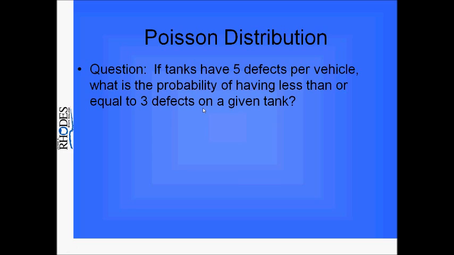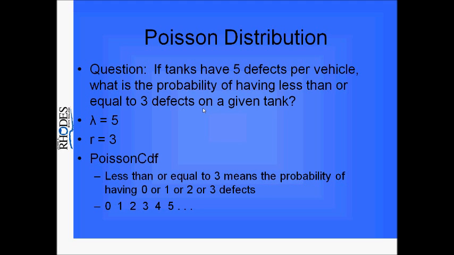If tanks have 5 defects per vehicle, what's the probability of having less than or equal to 3 defects on a given tank? So you have a lambda of 5, again, an R value of 3. How do we get that? You've got to look at the language: less than or equal to 3 defects. So we're talking about the probability of 0, 1, 2, or 3. Draw my little blue box in. When you type it in on the calculator, it's just Poisson CDF 5, 3.